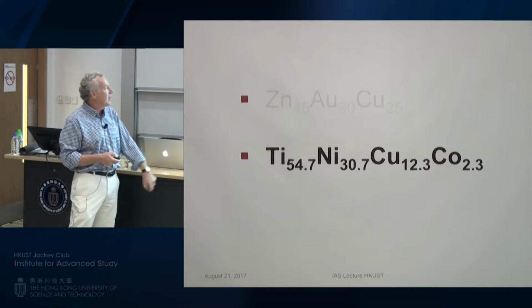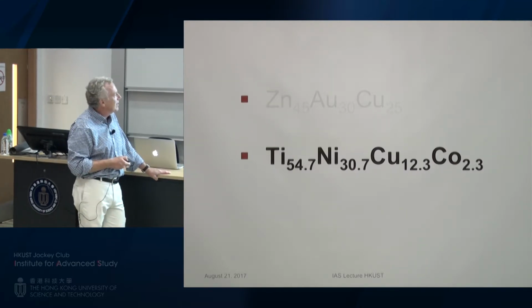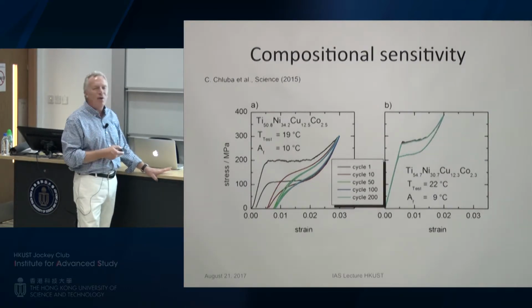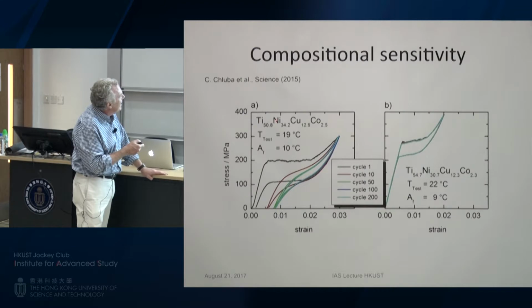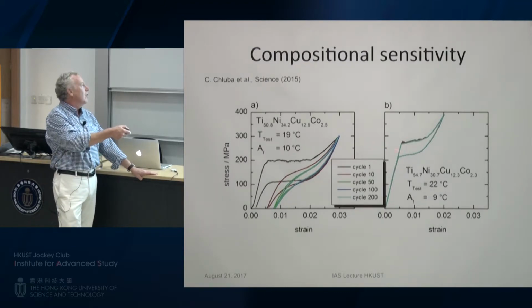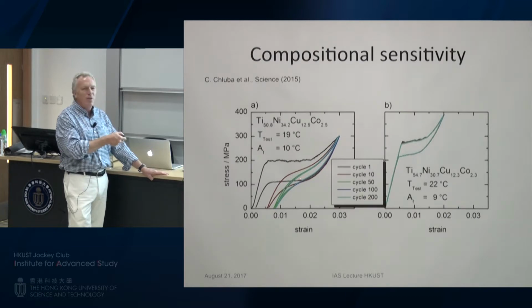Here's another cofactor alloy, the only one we really know about. It was found by Eckhart Quandt's group in Kiel. It's a titanium, nickel, copper, cobalt alloy. It's also super interesting, and it also has this tremendous compositional sensitivity, as everything in this does. So here's titanium, nickel, copper, cobalt, and here's titanium, nickel, copper, cobalt. Now look at the subscripts. 50.8, 54.7, not so close, but pretty close. 34.2, 30.7, 12.5, 12.3, 2.5, 2.3. It's really pretty close, this alloy to this alloy. But in behavior, this alloy satisfies the cofactor conditions. This alloy doesn't. This alloy is the usual garbage, you know.